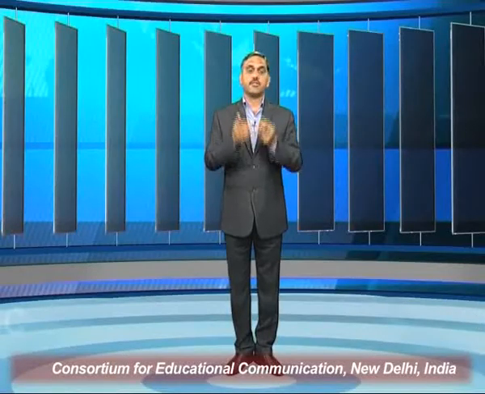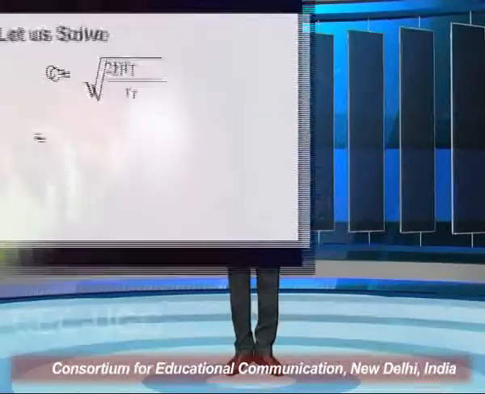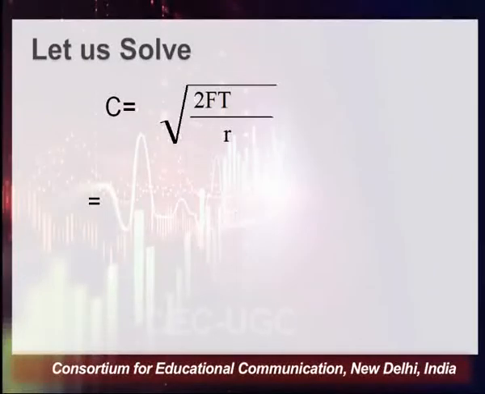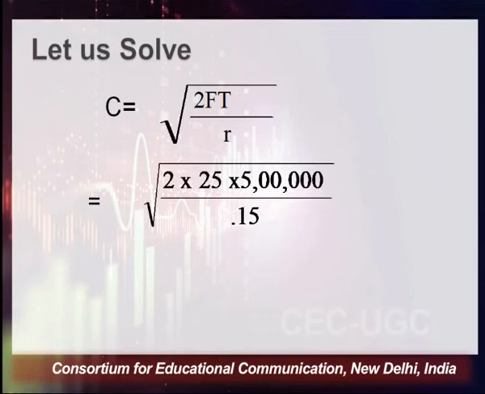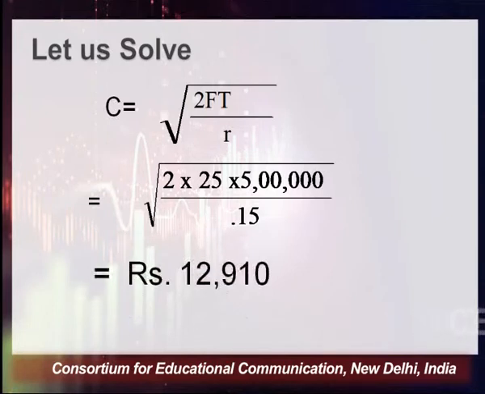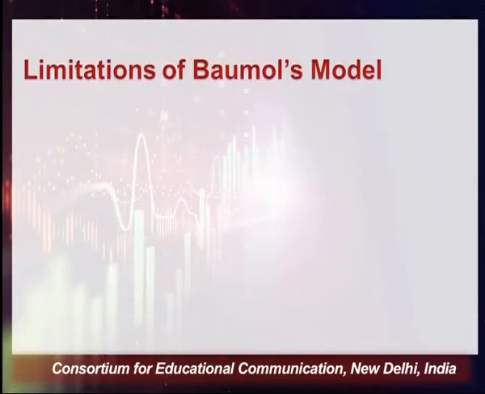As I told you, the formula given by Baumol's model is that cash requirement is equal to under root 2FT divided by R. We understood 2 is numeric 2, 25 rupees is the transaction cost given, 5 lakh rupees is the total cash requirement, and we divide it by the rate of interest, that was 15% for Nupes Limited. Once we calculate, the cash requirement comes to be rupees 12,910. So in this way, with Baumol's model, by simply putting the values into the formula, we can find out the optimum balance of cash.